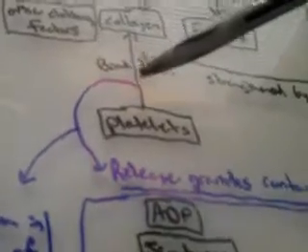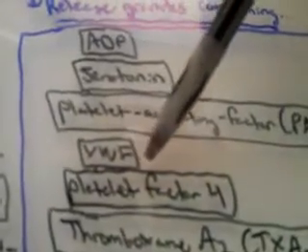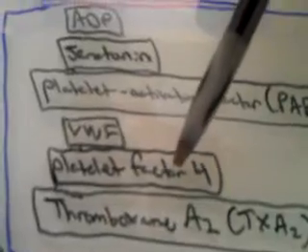Alright, so platelets, when they bind to collagen, they release a few granules from the inside of their cytoplasms, which contain a few things. They contain ADP, serotonin, platelet activating factor, or PAF, von Willebrand's factor itself again, platelet factor 4, and thromboxane A2, or TXA2 for abbreviation.